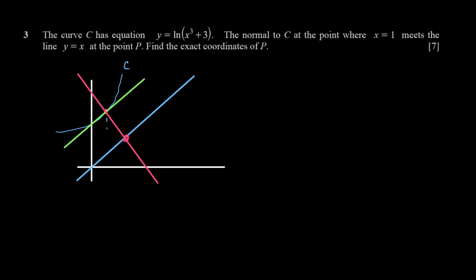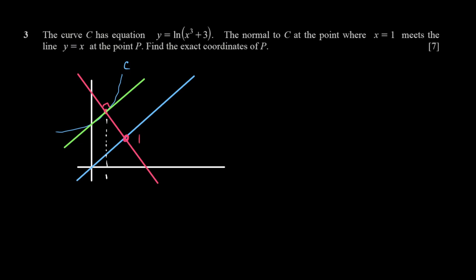This is like the point where x is equal to 1. The green line would be the tangent to the curve at that point. And the red line is the normal to the curve at that point because it's perpendicular. And what we're asked to find is where the normal to the curve meets the line y equals x, which is that line. And so that's going to be the point that we're interested in.